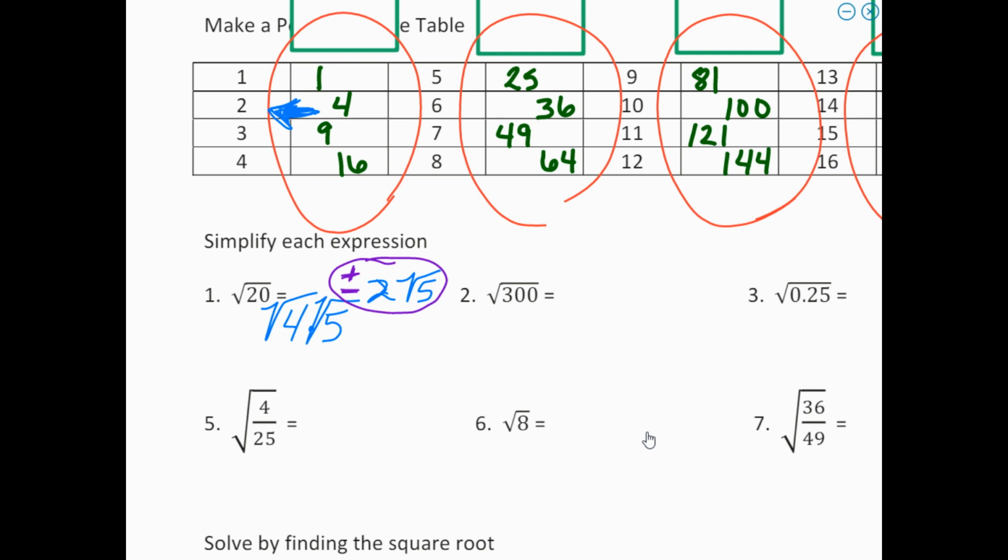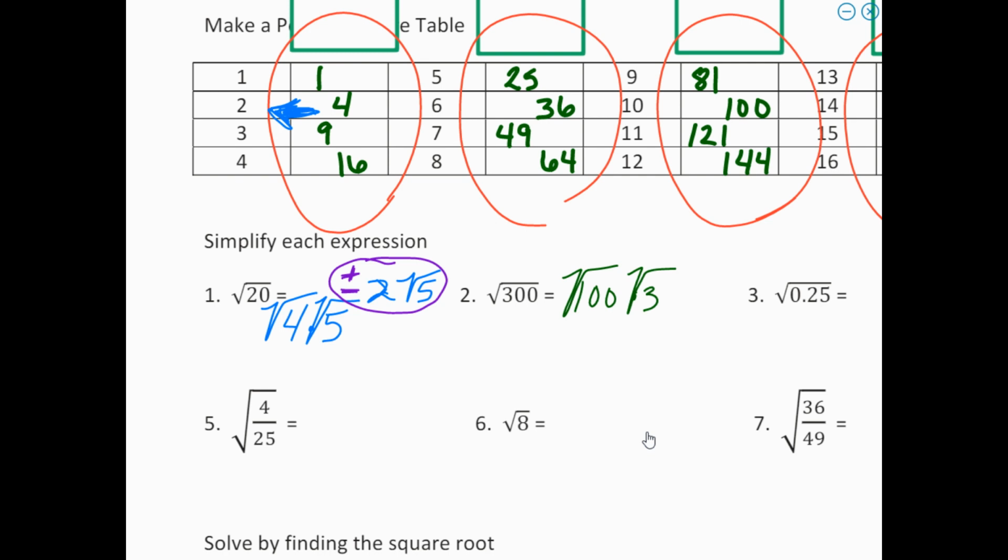What are 2 factors of 300 where at least one of them is a perfect square? You want to pick the highest one that you can find in your list up there. 100. 100 times what? So 100 times 3 gives me 300.